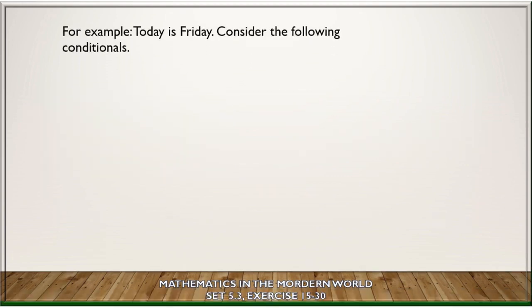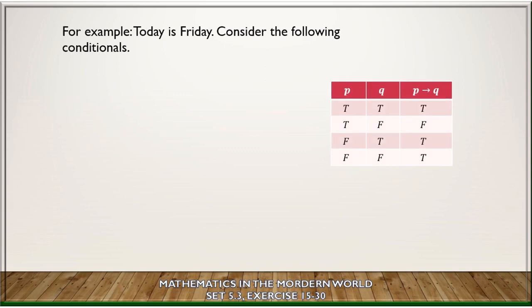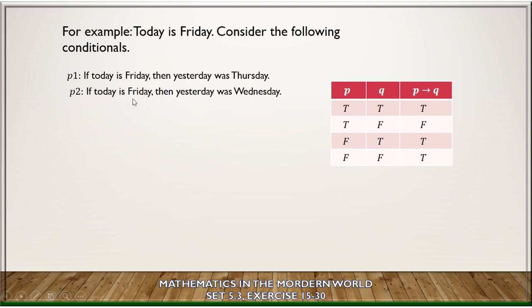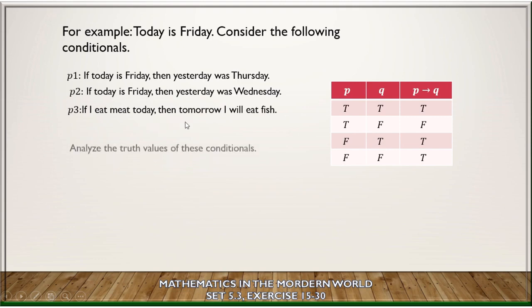Now we'll go to the example. For example, today is Friday. Consider the following conditionals. We have the truth table of the conditional. For P1, if today is Friday, then yesterday was Thursday. For P2, if today is Friday, then yesterday was Wednesday. For P3, if I eat meat today, then tomorrow I will eat fish. Analyze the truth values of these conditionals.